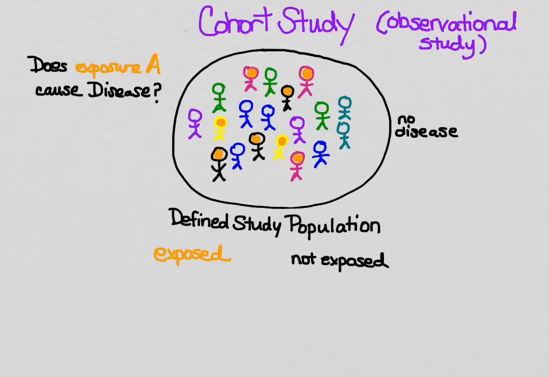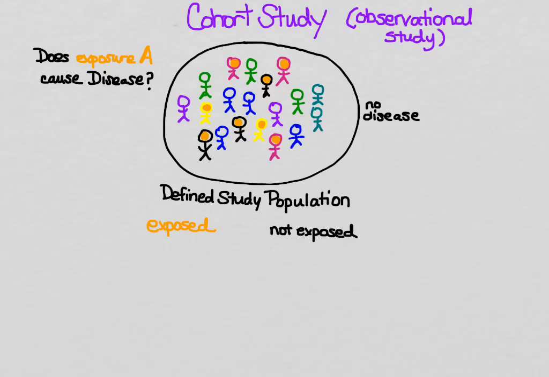Now, the difference here between the cohort study population and the RCT population is that the people in the study population have the exposure. So in the RCT, as we saw, the people are not exposed prior to the study, but in a cohort study, people are exposed already, just naturally in the natural world. And so what we do is we divide the participants from our study population into those who are exposed and those who are not exposed.